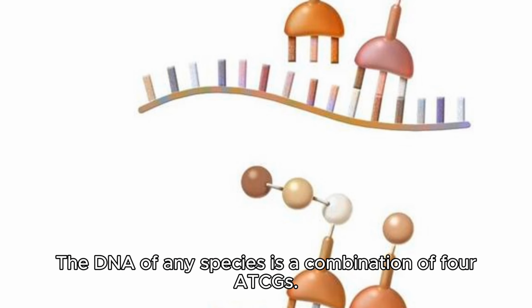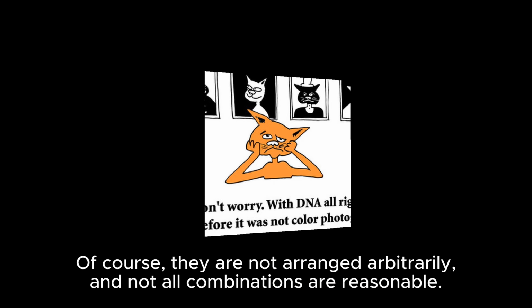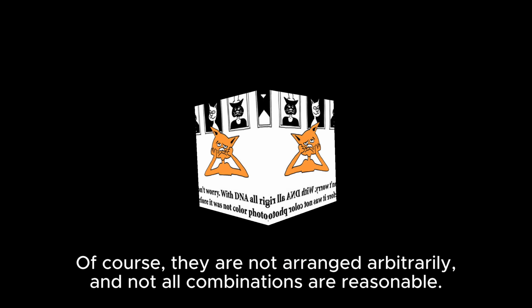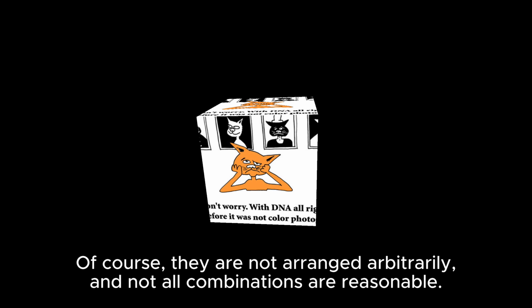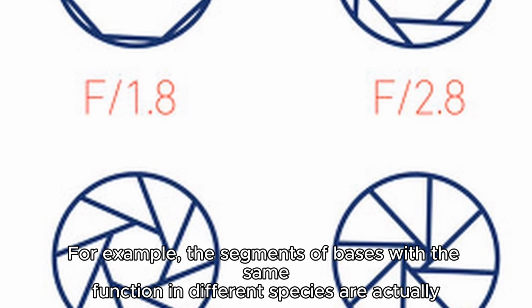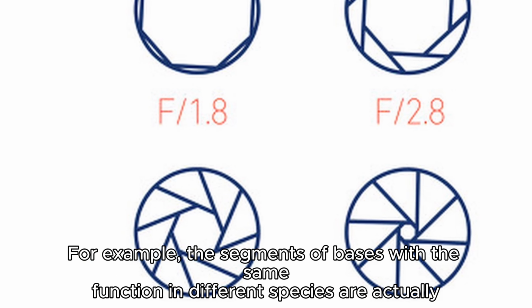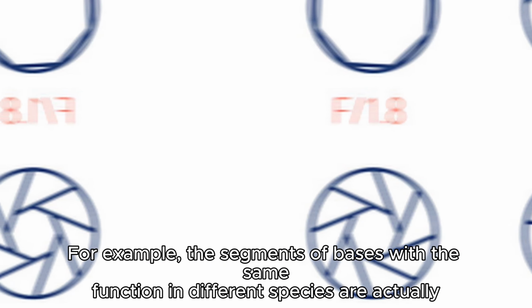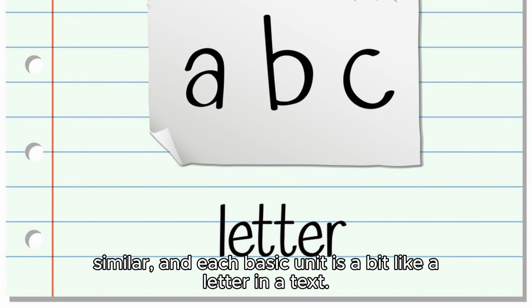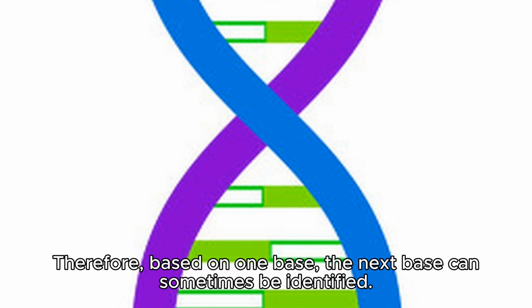One application in this category that usually goes unnoticed is in medicine, such as gene sequencing. The DNA of any species is a combination of 4 bases: ATCG. Of course, they are not arranged arbitrarily, and not all combinations are reasonable. For example, the segments of bases with the same function in different species are actually similar, and each basic unit is a bit like a letter in a text. Therefore, based on one base, the next base can sometimes be identified.